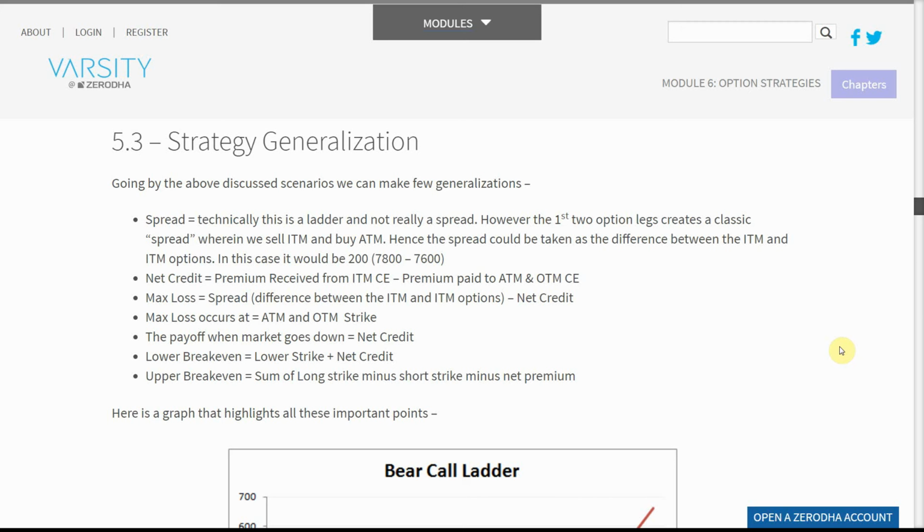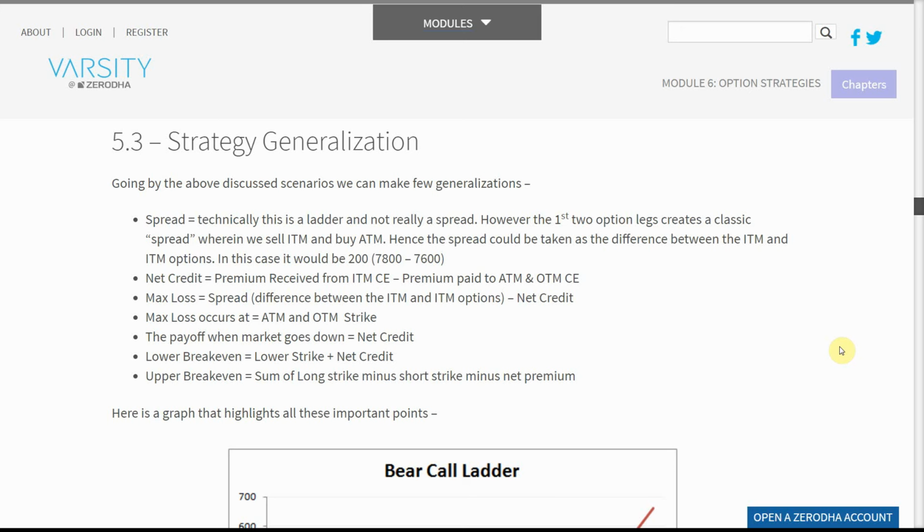Net credit equals premium received from ITM CE, less premium paid for ATM and OTM CE. Max loss equals spread difference between the ITM options, less net credit. Max loss occurs at the ATM and OTM strike. The payoff when market goes down equals net credit. Lower break-even equals lower strike plus net credit. Upper break-even equals sum of long strike minus short strike minus net premium.